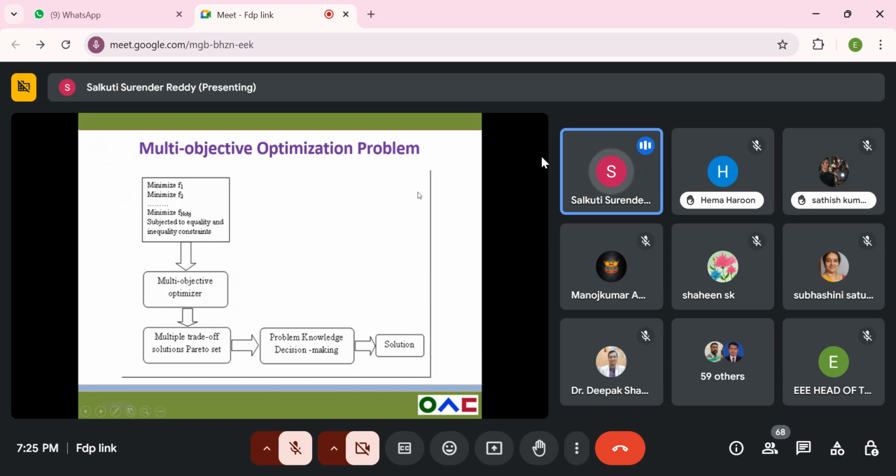So in multi-objective optimization, we take many objectives and subject them to equality and inequality constraints. Then we use some kind of multi-objective optimization technique. Then we find a Pareto set. Then, based on your knowledge and experience, we do the decision making. Then you are going to get a final solution. This is how a multi-objective optimization program works.